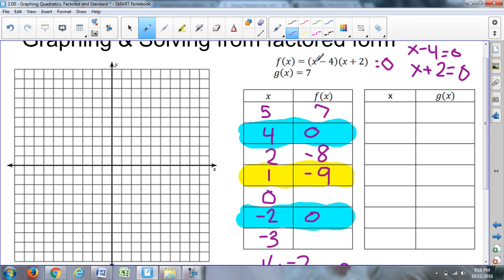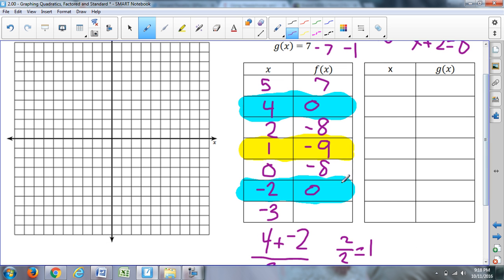So if I plug in 0, well, that just goes away. I have -4 times +2. That gives me -8. All right, if I plug in -3, well, -3 minus 4 is -7. Negative 3 plus 2 is negative 1. Negative 7 times negative 1 is positive 7.